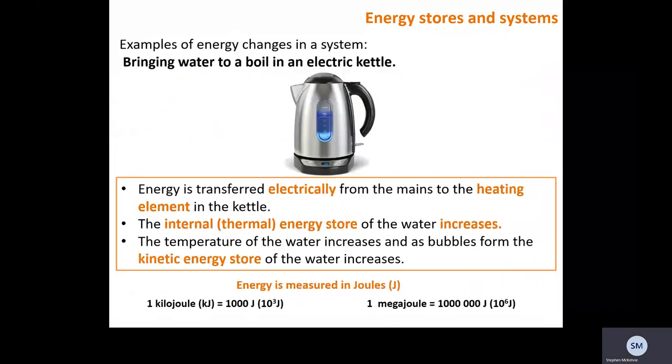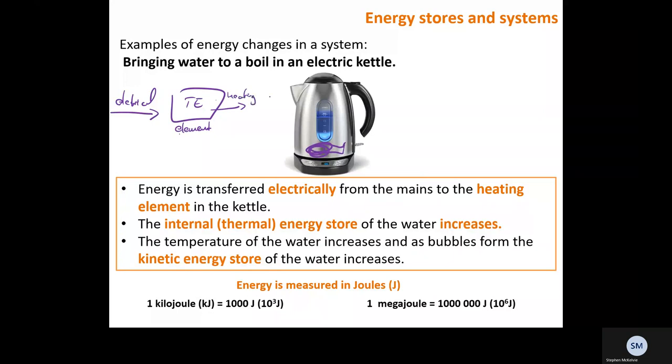Bringing water to boil in an electric kettle. So we've got some kind of an electrical transfer, and it's going into the element, which, if you ever look at a kettle, is like a big loop of wire at the bottom of the kettle. And it's going to be increasing the thermal energy store of the element, the bit of metal that heats up inside the kettle. The thermal energy of that element will be transferred to the water by heating. So the water will gain a thermal store. It will also gain a kinetic energy store because the water is moving.